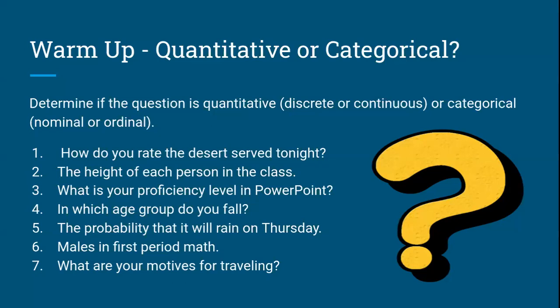Number 6, males in first period. Quantitative or categorical? Can we measure it, or are we grouping it? What's the group? The group is in the statement. Males. So we already know the group. So that knocks categorical right out the box.